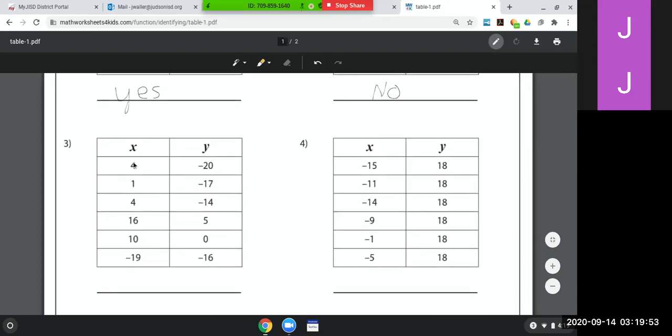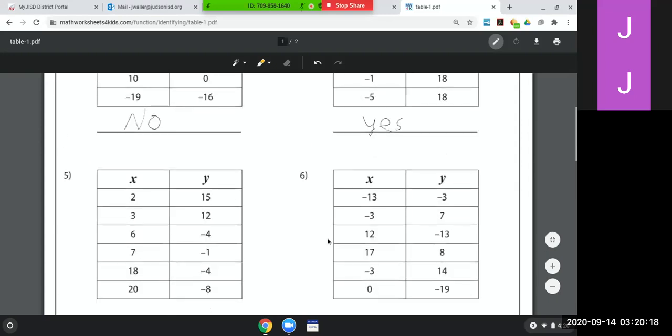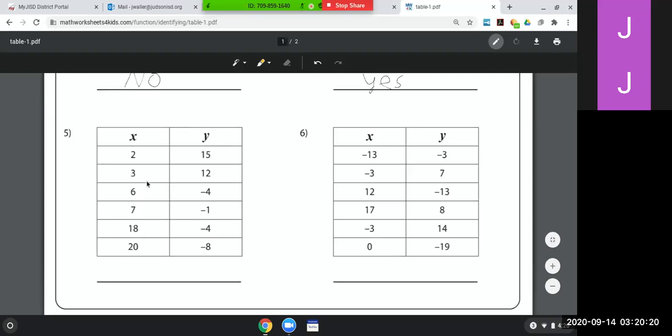So this one, real quick, I see that there's an x is 4, and x is 4, so I'm going to say no, that is not a function. And I look at this one, negative 15, negative 11, negative 14, negative 9, negative 1, negative 5. So this one is a function. Given tables, it's very quick and easy to determine whether or not it's a function. 2, 3, 6, 7, 18, 20, they're all different, so that one is a function.